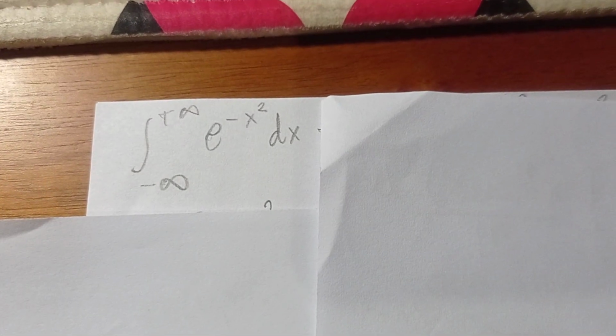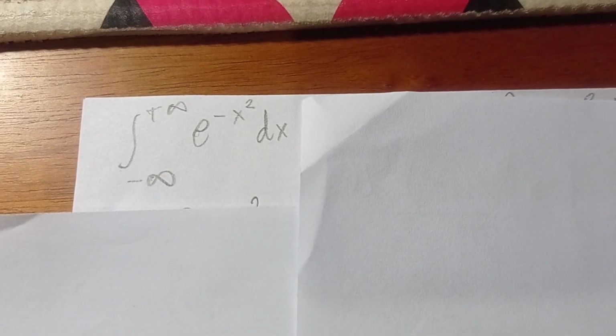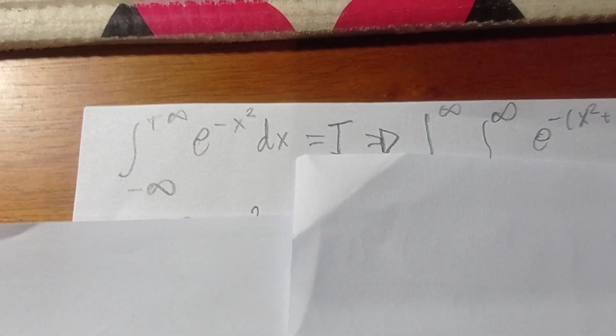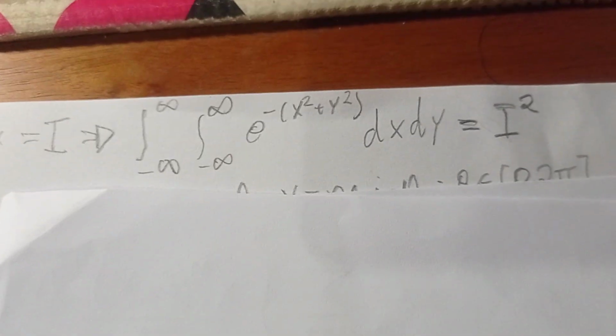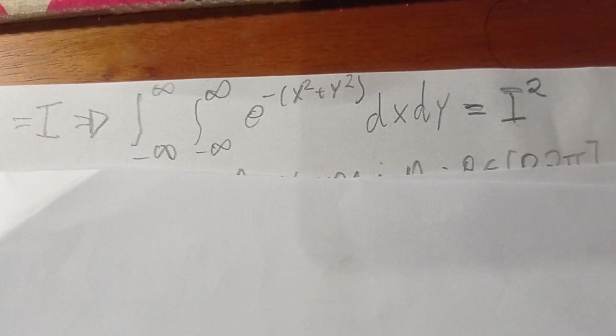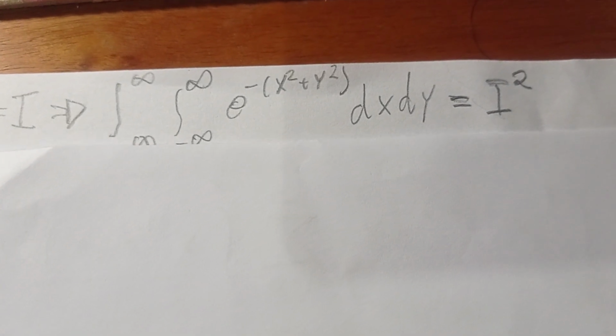This method originally was by Poisson. This is the usual method you see this being done, by the way. It's transforming to polar coordinates. So we start the same way. We notice the function is an even function, and we square by integrating in 2 dimensions.